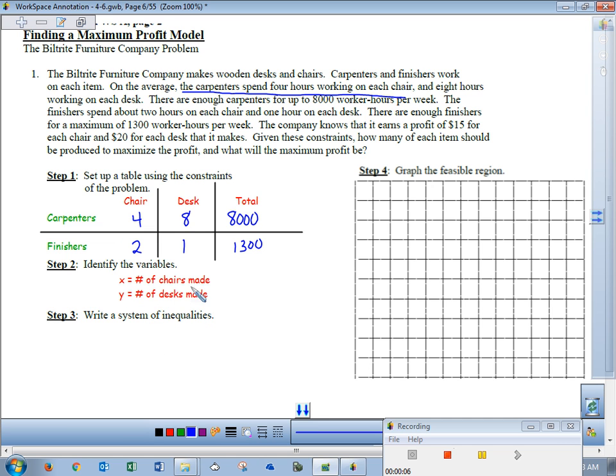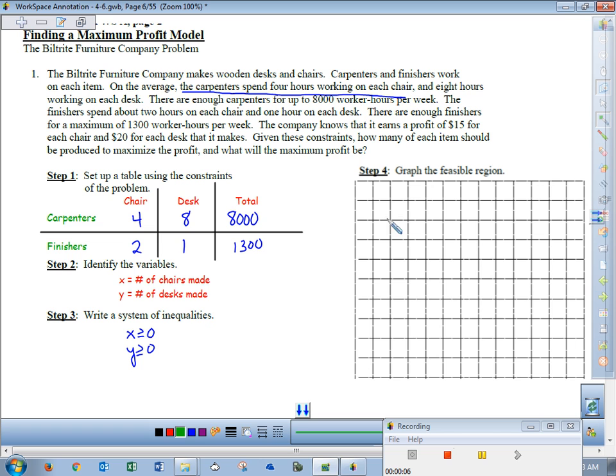When X is the number of chairs made, you know you can't make a negative amount of chairs, so we'll say X has to be greater than or equal to 0, because it's true that they could make no chairs. And we obviously understand that they're going to be integers, like they're not going to make 1.5 chairs. That's common sense. The number of chairs they're going to make is going to be positive or 0. Same thing with the number of desks. So when we're writing our system of inequalities, those are the two basics right there.